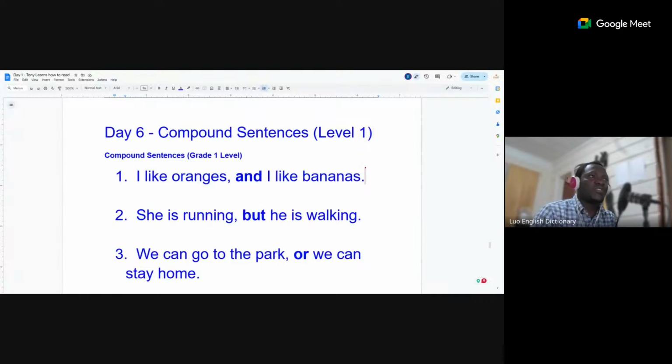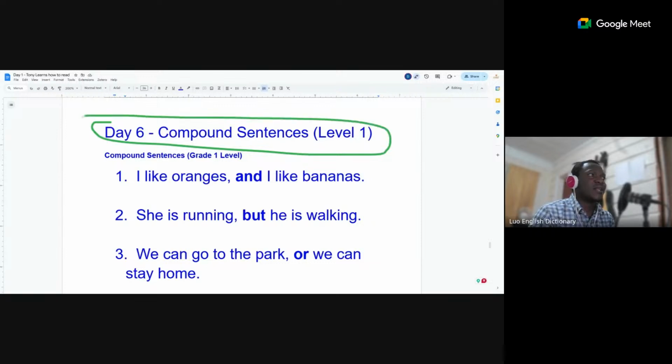Today we are going to be reviewing compound sentences, which is for first grade level, but in Luo. Really, it's not for first grade level, but it's for level 1 learners, those who are just starting. So I will go ahead and share my screen so that we can work through it. This is day 6.